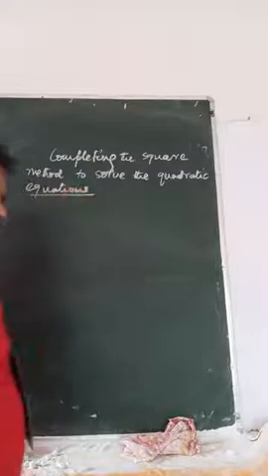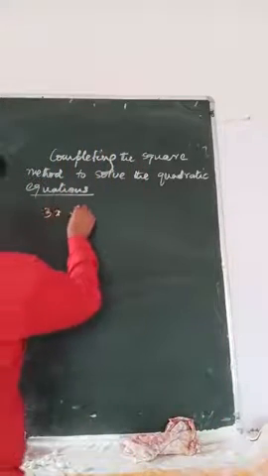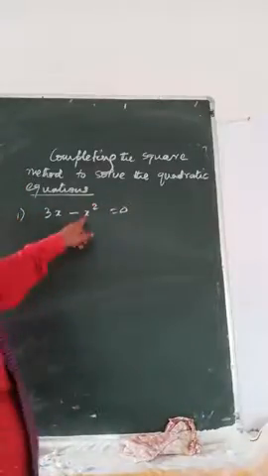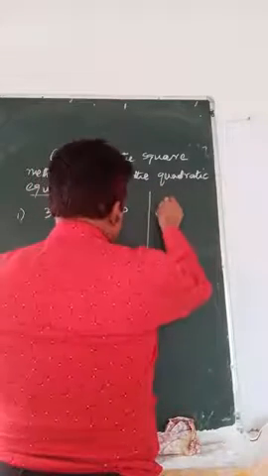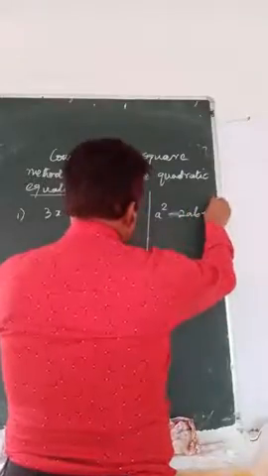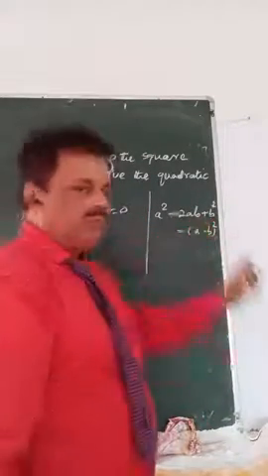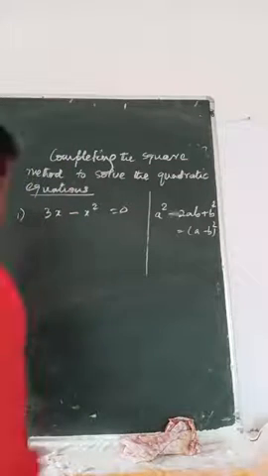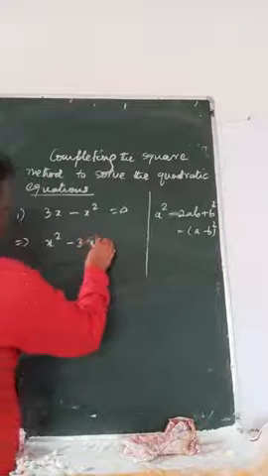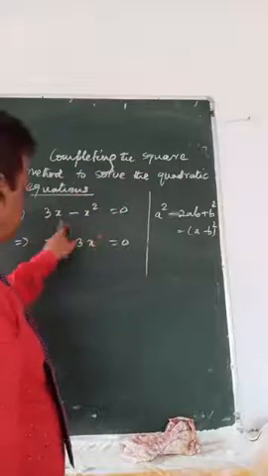Okay. To start with a very simple question. Suppose I have 3x minus x square equals 0. First, the formula you remember is a square plus or minus 2ab plus b square is (a minus b) whole square. That means a square and b square should be positive. Here it is negative. So if you take it to that side, it is x square minus 3x equals 0.